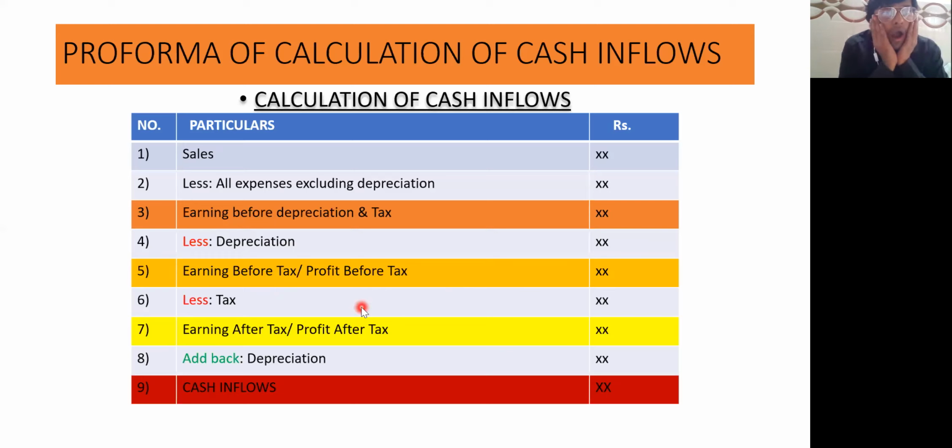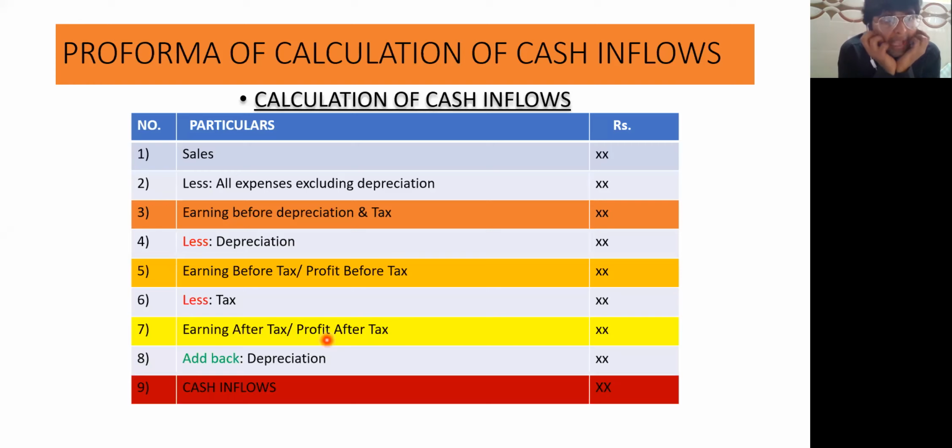For deducting what? Cash. See, proforma of calculation of cash inflows. After deducting depreciation, we got everything: earning after tax, profit after tax, everything we got. Now, for calculating cash inflow, what do you have to do? You have to add back your depreciation.